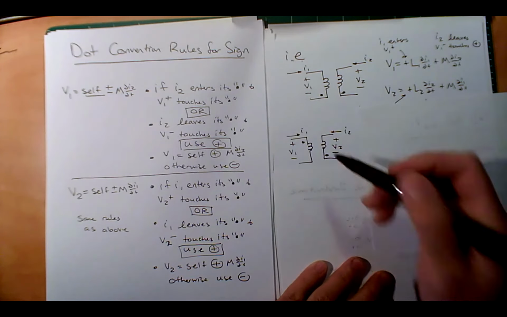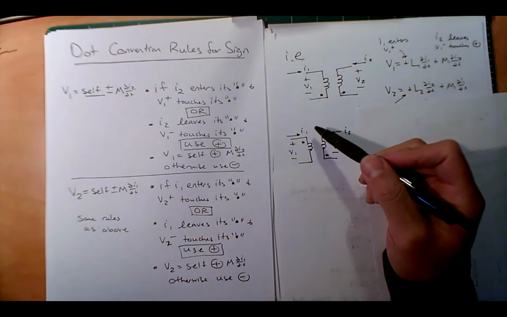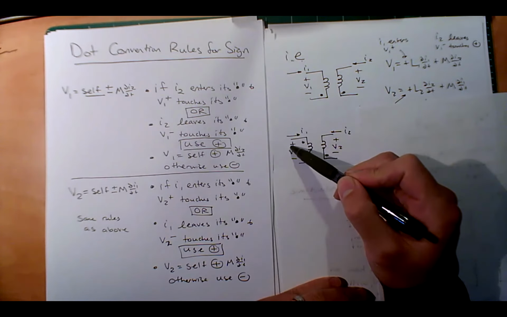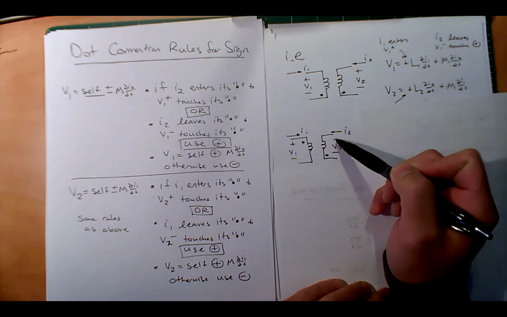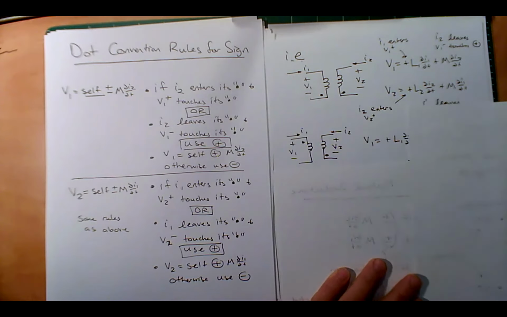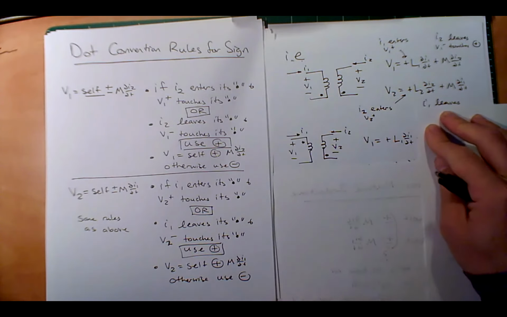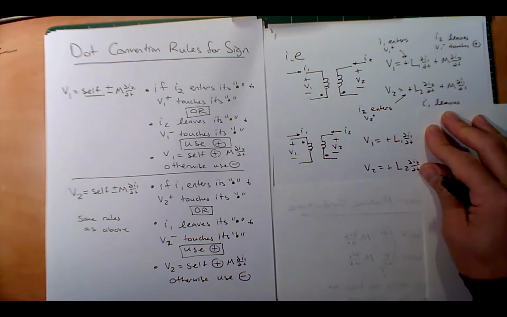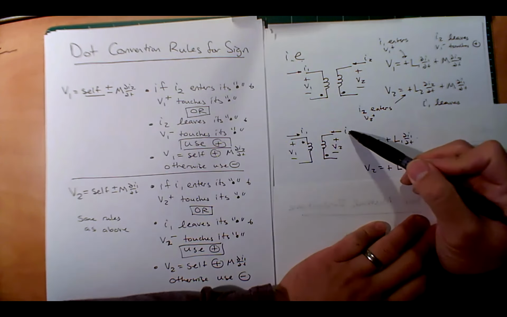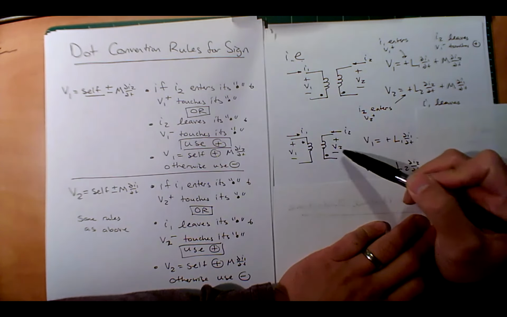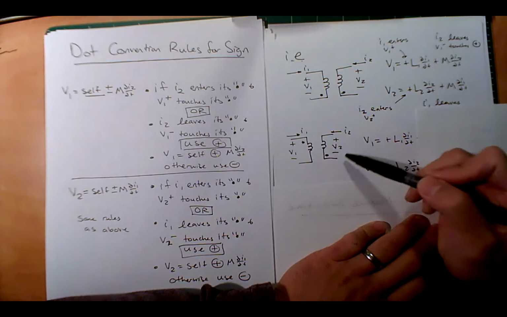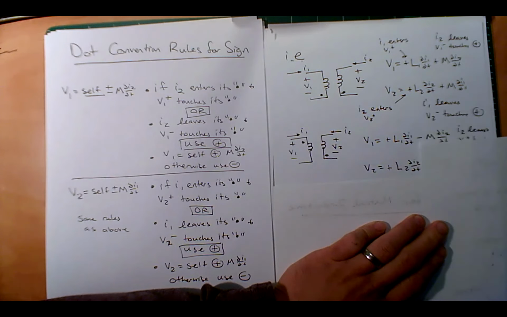What do we have here? Self-inductance, easy. I1 goes in the positive terminal, positive. I2 goes in the positive terminal, also positive. Let's look at the I2 case. I2 is leaving and V1 positive is touching. That's going to be negative.